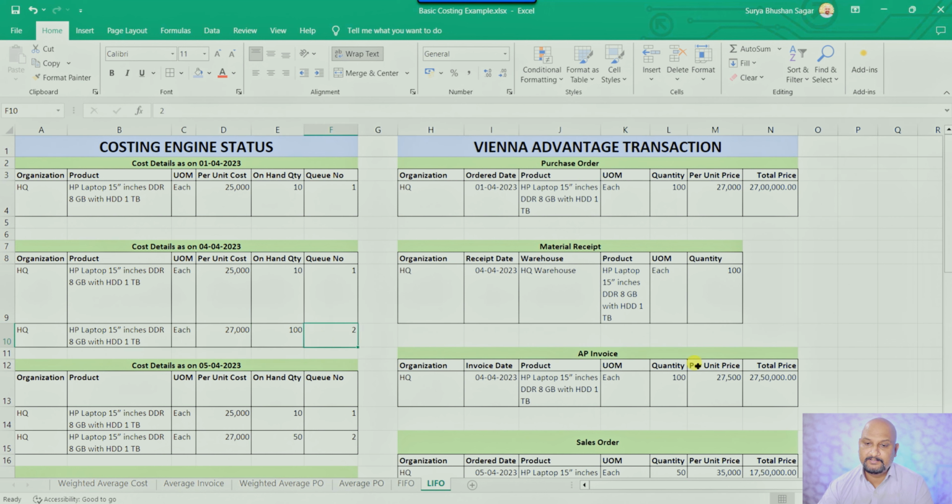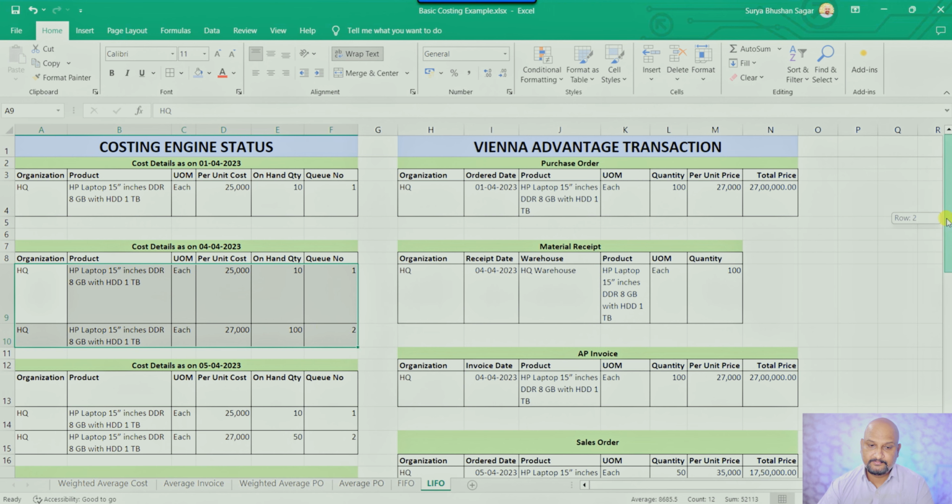And at the level of the AP invoice, if there is any difference from 27,000, the system will update the difference if the stock is available. I'm not entering a difference now. So that is how there are two queues generated by the system.